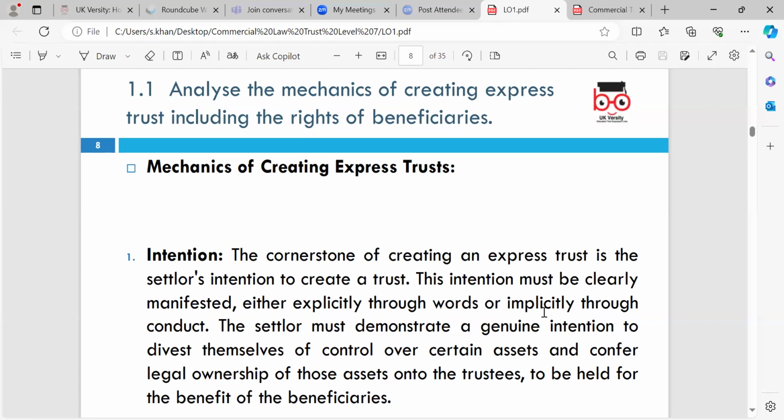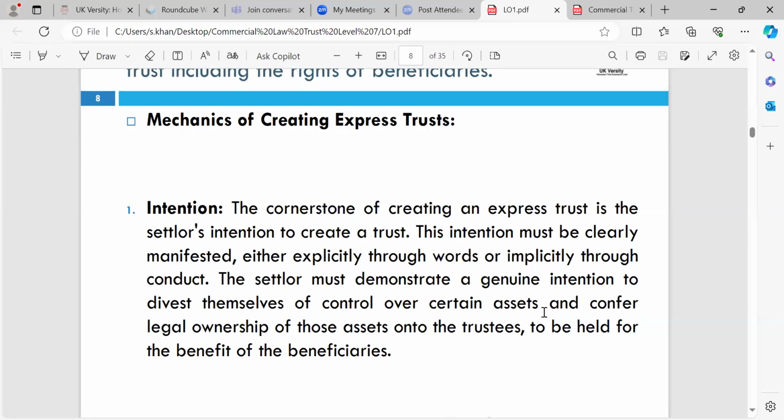And normally express trusts are intentionally created by way of a gift or a will. Express trusts can be, as we mentioned, created by either declaration, where one person declares that they hold the property on trust for another, or through the transfer of property with the intention to make the recipient the beneficiary of the property.